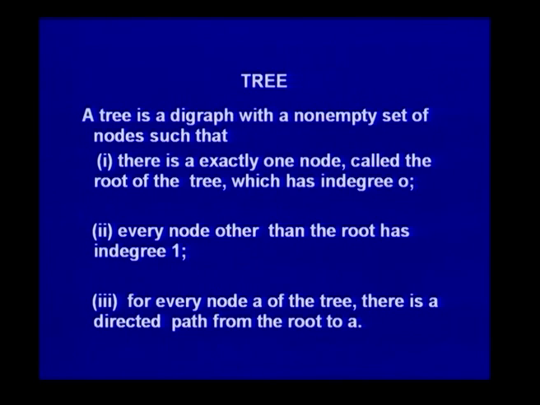Trees can be defined this way. A tree is a digraph with a non-empty set of nodes such that there is exactly one node called the root of the tree which has in degree 0. Every node other than the root has in degree 1. For every node A of the tree, there is a directed path from the root to A. Okay. We shall look at them as directed graphs. So, there is a root.